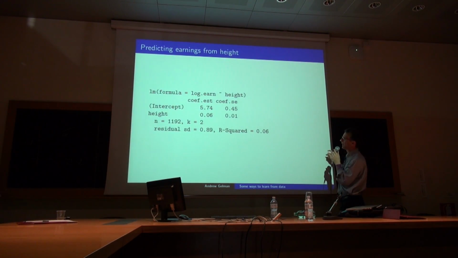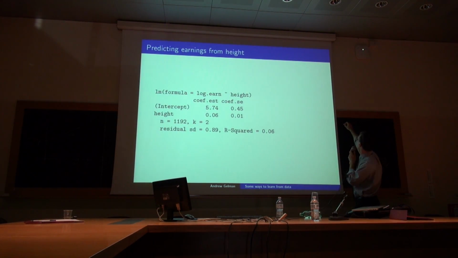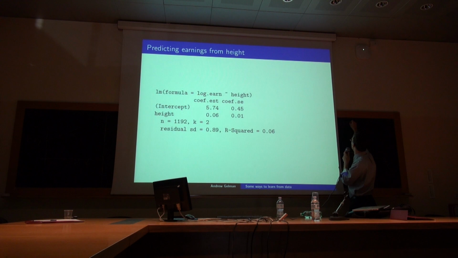Which means you actually have to do 5.74 plus 60 times 0.06, and, well, 6 times 6 is 36, so you have to figure out where it goes here, and then you compute 5.74 plus 80 times 0.06, and that's up here, and you figure out what these are, and you can draw this line.